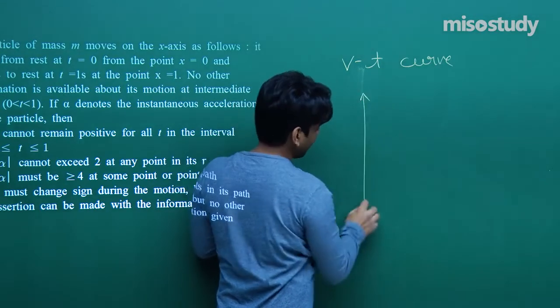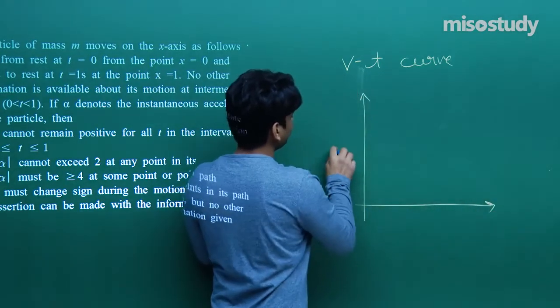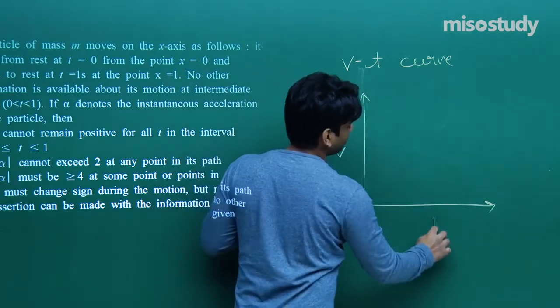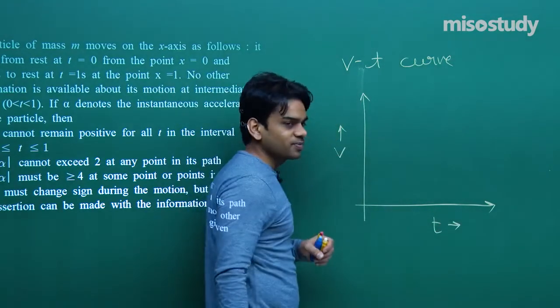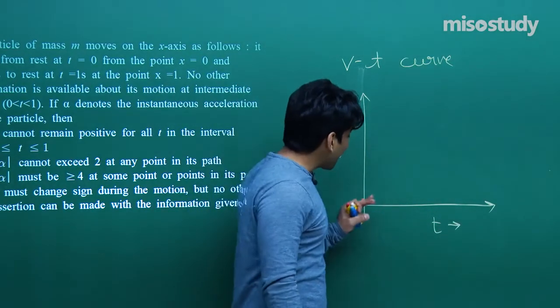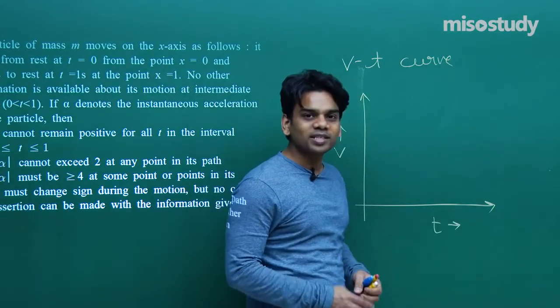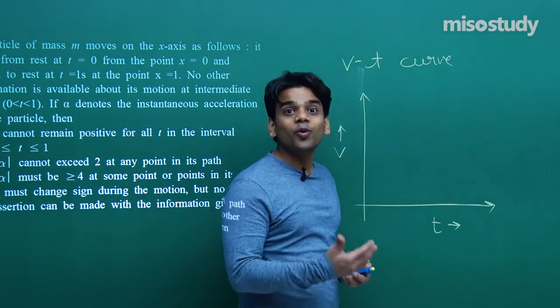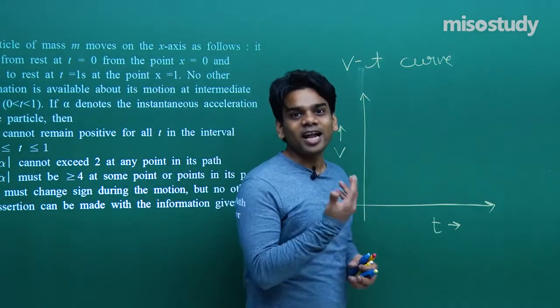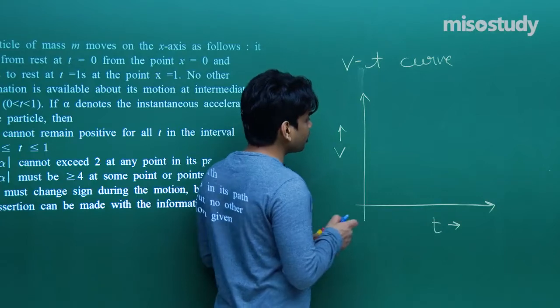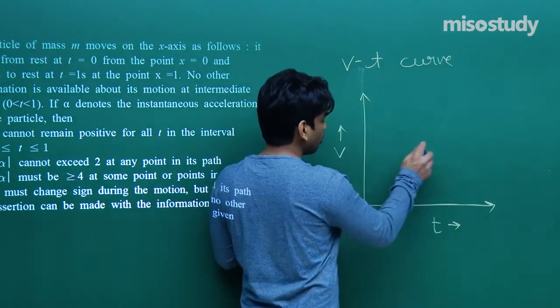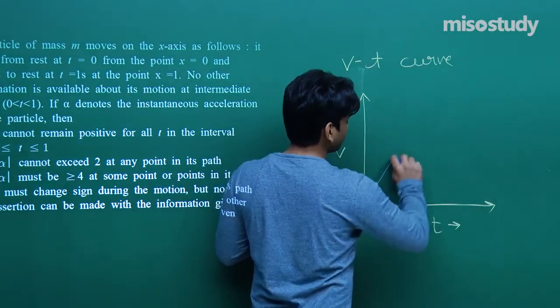This is the y-axis that we'll be using for velocity, and here I'm showing the time axis. Now you see here, as the body is coming to zero velocity at t equals 1 second, I have to increase the velocity first and then decrease the velocity. So let me draw some kind of curve as I'm going to show you all here. The curve can be somewhat like this.